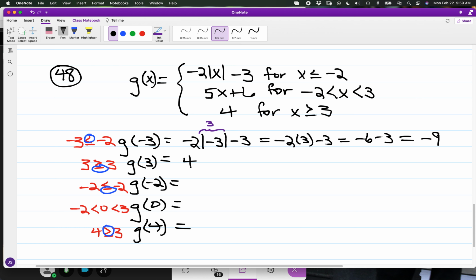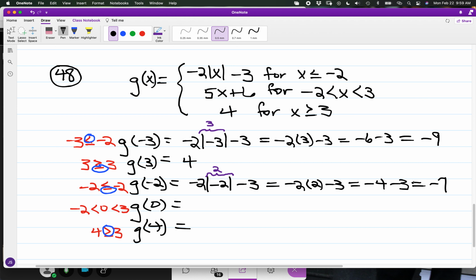Now for g of -2, this is in reference to the first inequality, and we're back to the first part of the piecewise defined function. So you have -2 times the absolute value of -2, followed by the subtraction of 3. And again, the absolute value of -2 is a positive 2. So we have -2 times 2 minus 3. -2 times 2 is -4 minus 3, and -4 minus 3 comes out to -7.